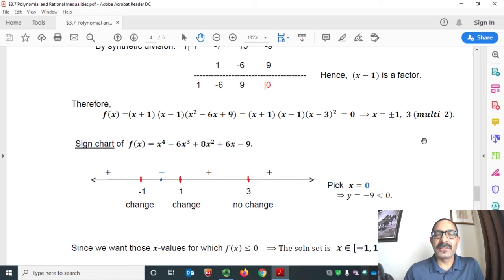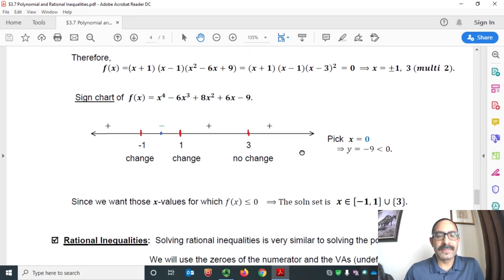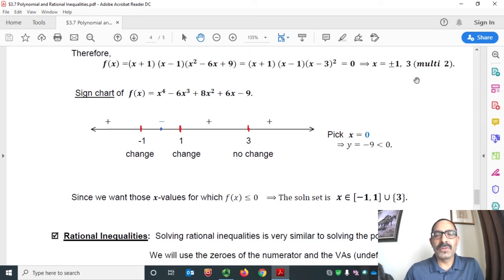Next, let's create the sign chart for f(x). First, plot those zeros on the number line. So here is minus 1, here is 1, here is 3. And pick a testing point, whichever is easier. Let's pick x equals 0. Then put it here. Everything with 0 gives us negative 9. So the y value is negative. That means f(x) is negative here.